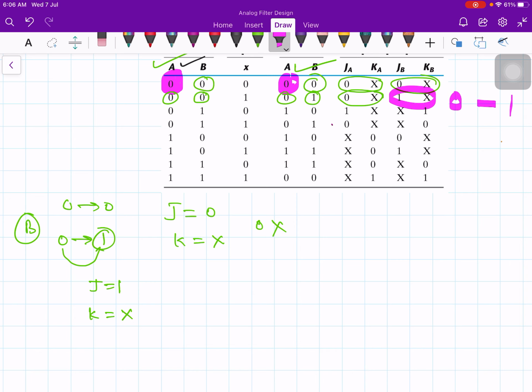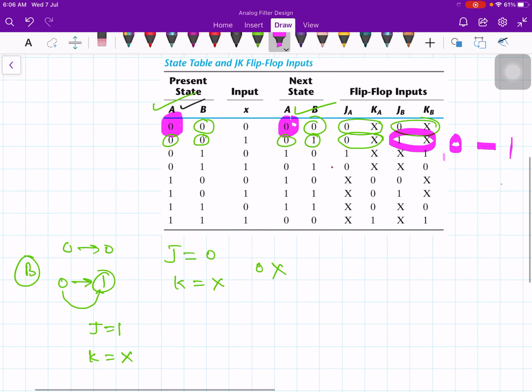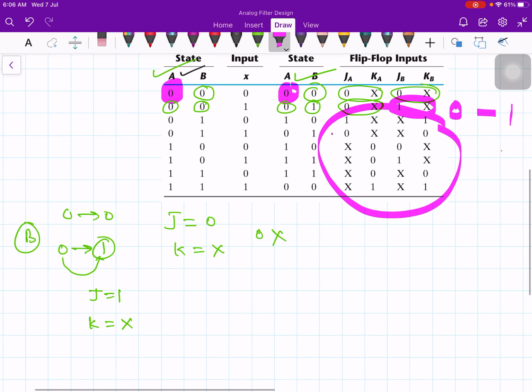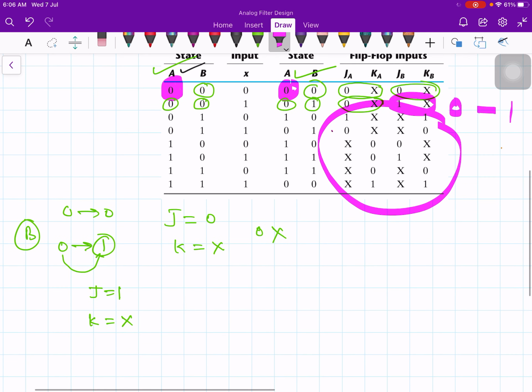So likewise you can complete this entire thing here. This process is continued for each row in the table, and for each flip-flop, with the input conditions from the excitation table copied into the proper row.